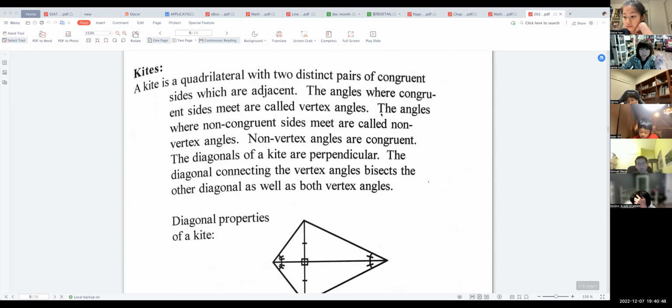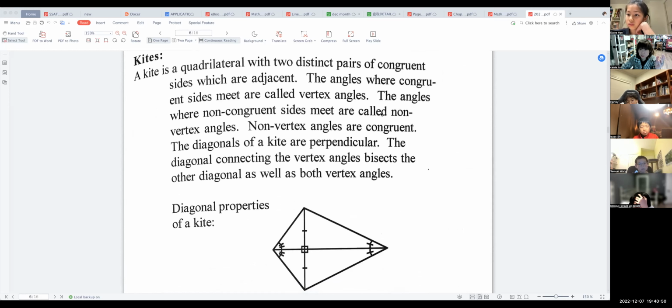So let's talk about kite. Kite is a different shape. A kite is a quadrilateral with two distinct pairs of congruent sides which are adjacent. These two sides are the same, and these two sides are the same. Understand? Let's take a look. A kite has these two sides equal, so they have two pairs of congruent sides.